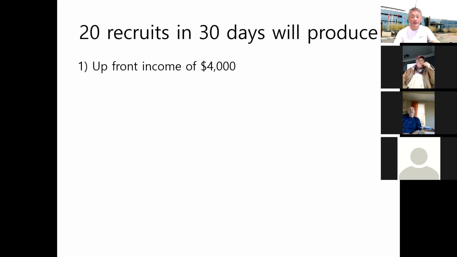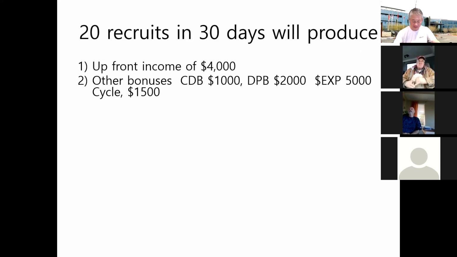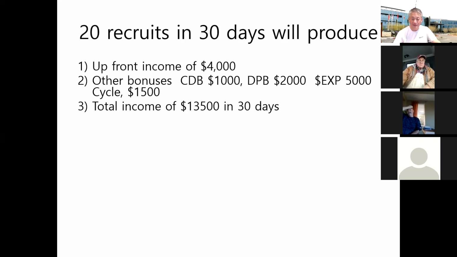So if you get 20 in 30 days, you get a front bonus of $4,000 in the Isagenix compensation plan. Other bonuses: consultant development bonus of $1,000, director pool $2,000, executive pool $5,000, and cycle bonus $1,500. Then your total income will be $13,500 in 30 days. I'm sure you like that money.